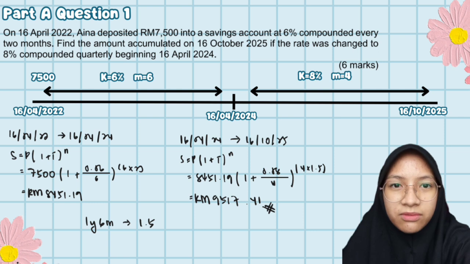For the amount on 16 October 2025, we use the same formula again, but we replace P with the new amount found on 16 April 2024. The time period T also changed, since the gap from 16 April 2024 to 16 October 2025 is 1 year and 6 months, T equal to 1.5. After substituting the values, we find the accumulated amount is 9,517 ringgit and 41 cents.